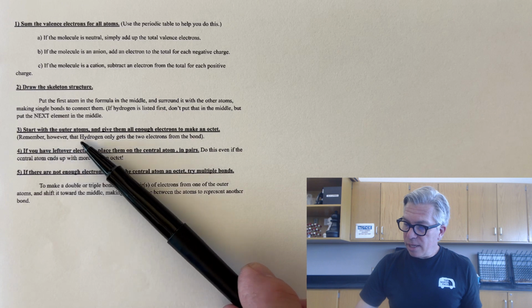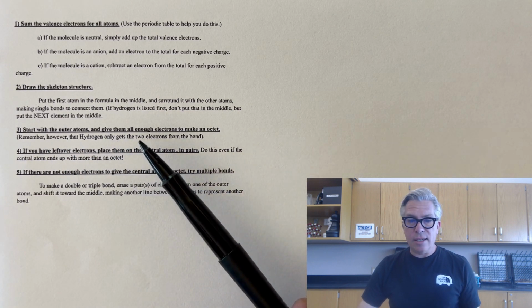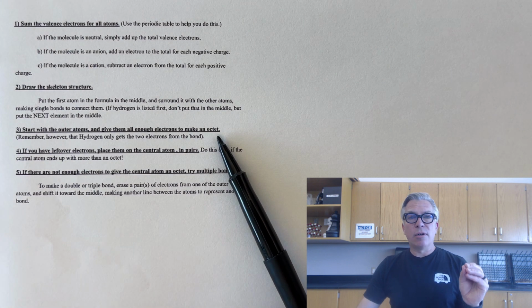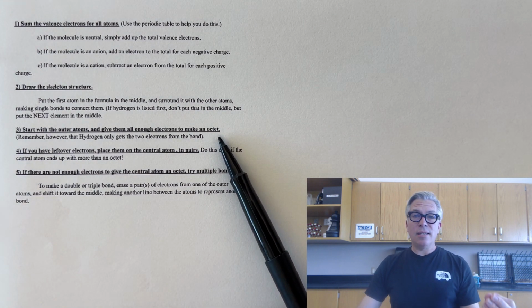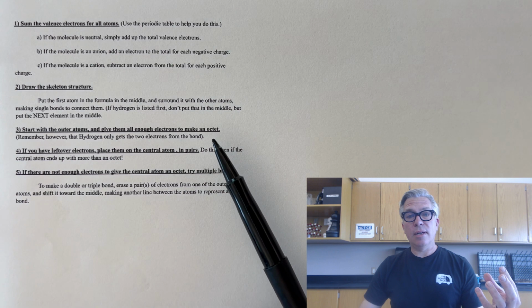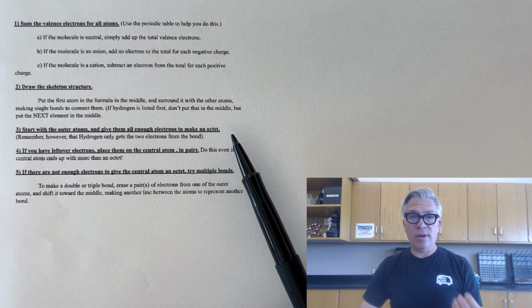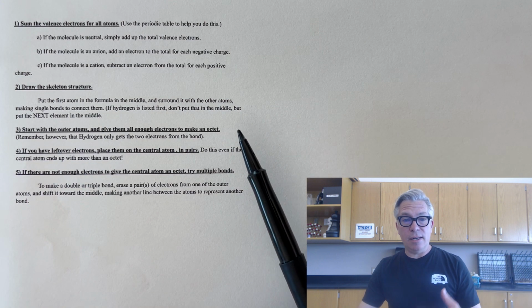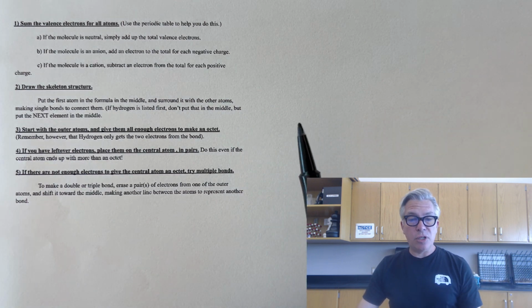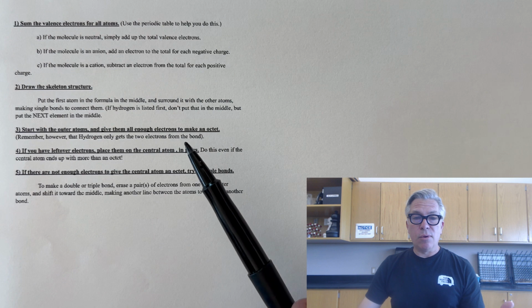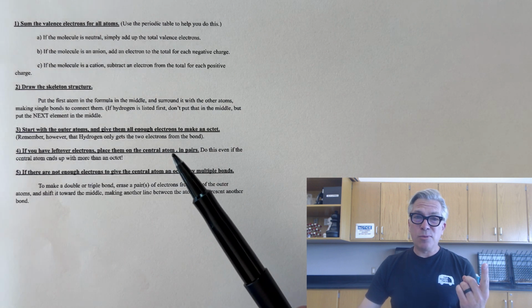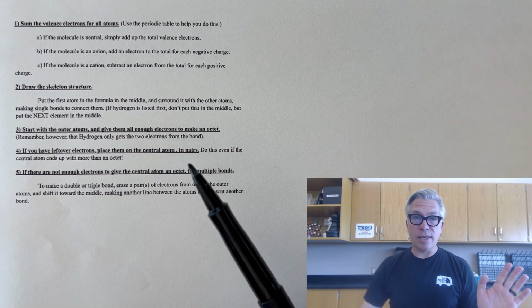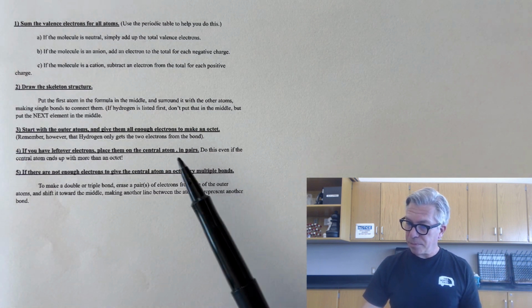Start with the outer atoms and give them all enough electrons to make an octet. Here's the first time we see the word octet. You might have heard about the octet rule, which is the tendency of atoms to end up with an octet or 8 valence electrons in a molecule. Maybe it doesn't start out with 8, but it wants to end up with 8. Hydrogen is an exception. Hydrogen tends to follow what we call the duet rule. It only has 1 valence electron to start, and so it's going to pair it up, and then it's done, because it's a tiny atom and it can't fit anything else around it.